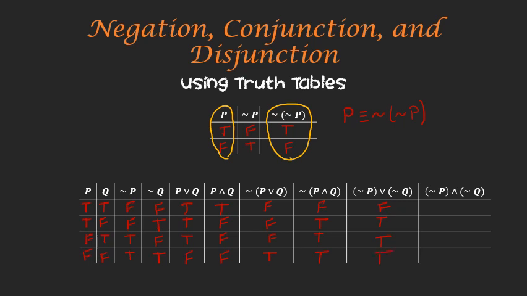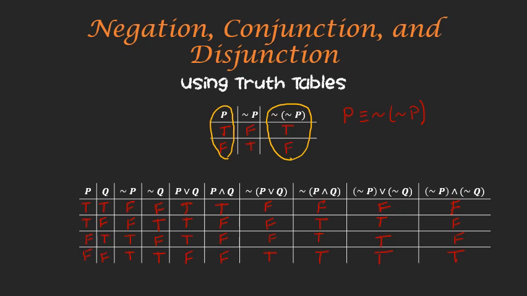And then we'll look at not P and not Q. So we'll take the conjunction of those two columns. They're both false here, so that's false. Here, one of them's false, so it's false. Here, one of them's false, so it's false. And then here, they're both true, so this is the only one that makes them true.